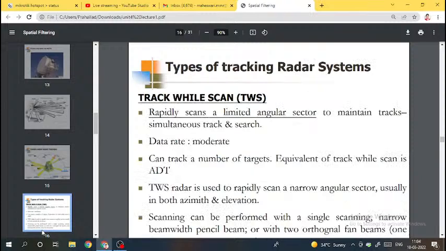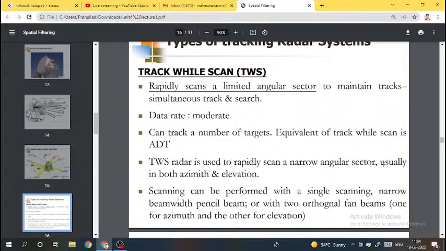The last one is track while scan, the fourth type of tracking radar. This type of tracking radar rapidly scans a limited angle sector to maintain tracks and does simultaneous track and search. The data rates are moderate, and they can track a number of targets. Track while scan is an automatic detection of targets.